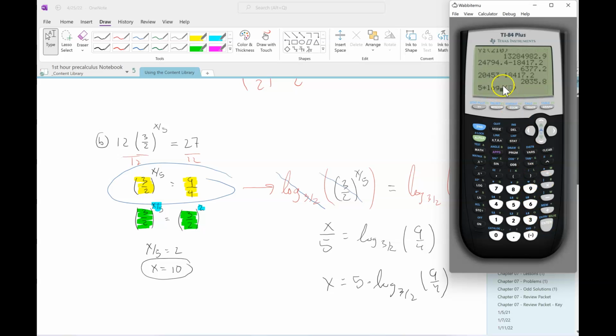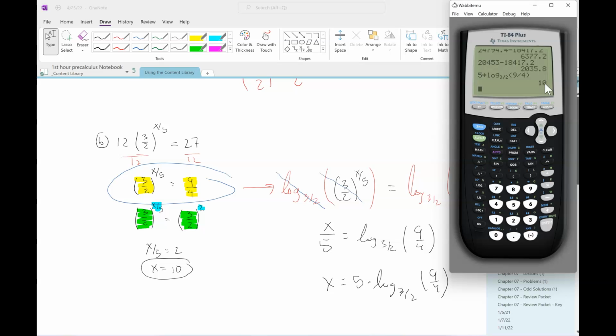So that'll allow you to type in any number you want. Down here is the log base, provided that it's greater than 0 and not equal to 1. So 3 over 2. And then I'll just type 9 over 4 in there. So now it looks just like it does on my sheet of paper. And I hit enter, and there's the same 10 that I got before.